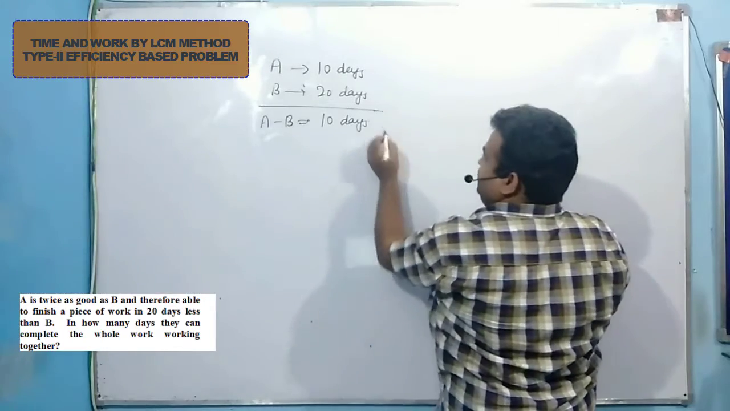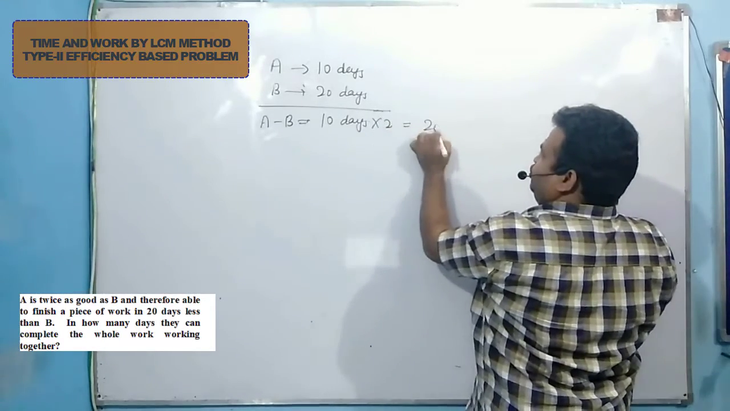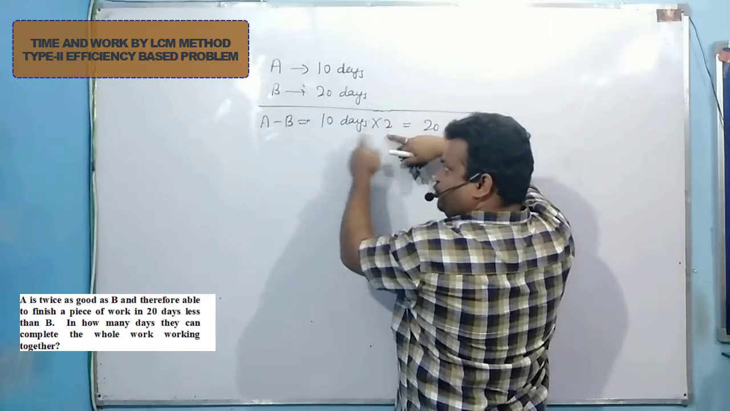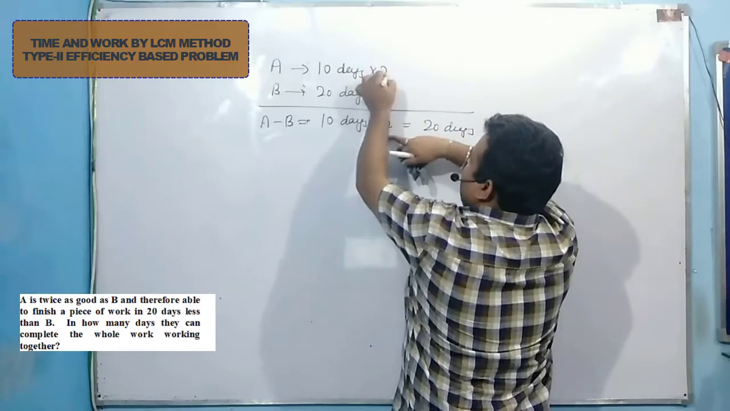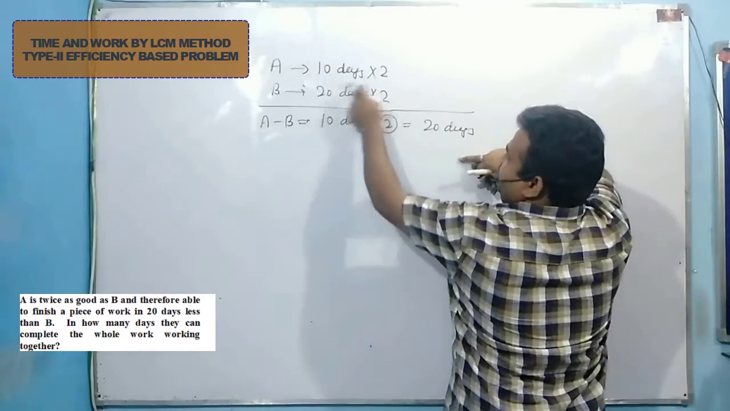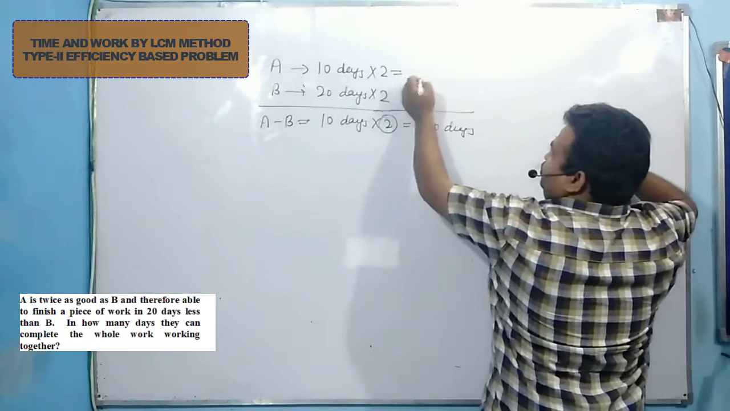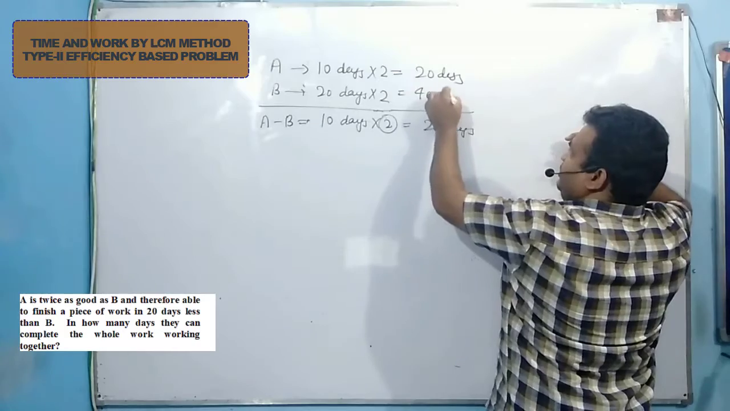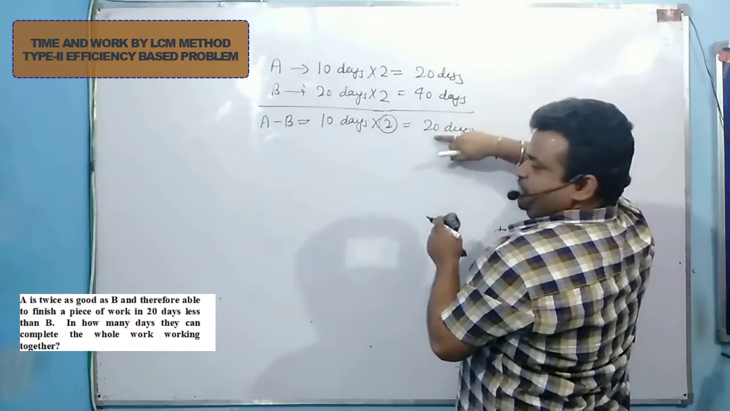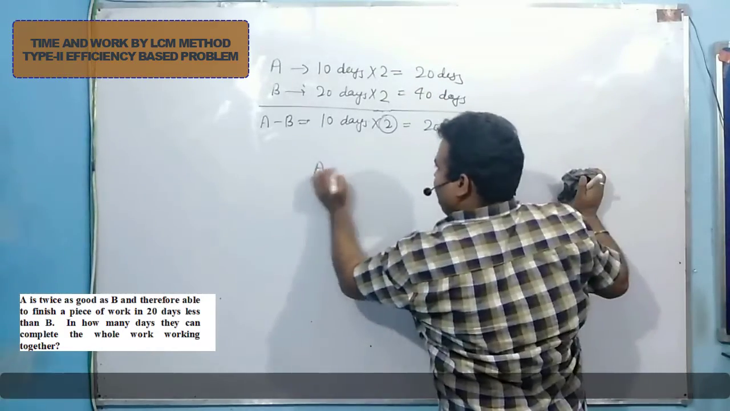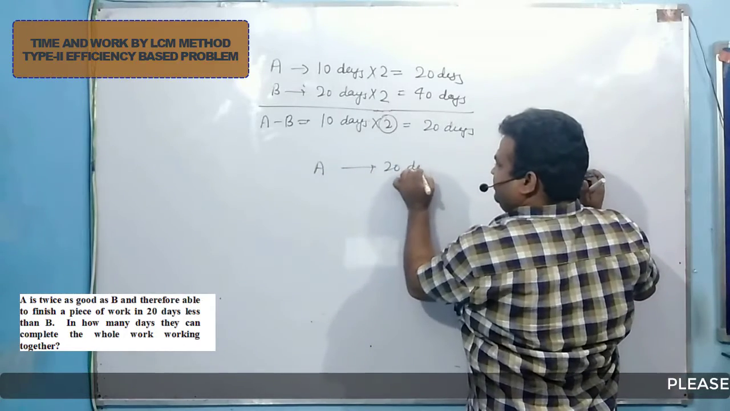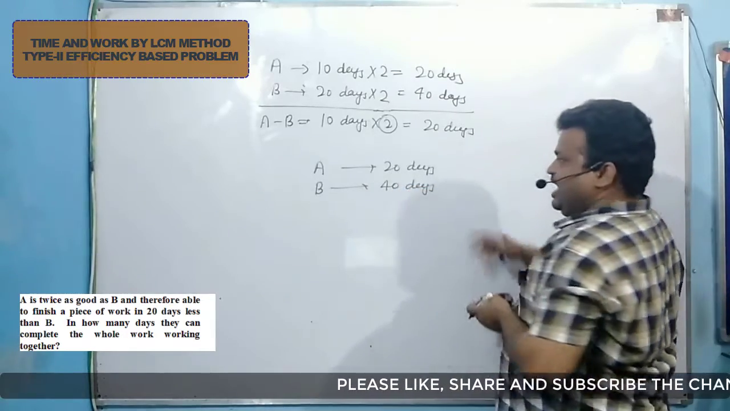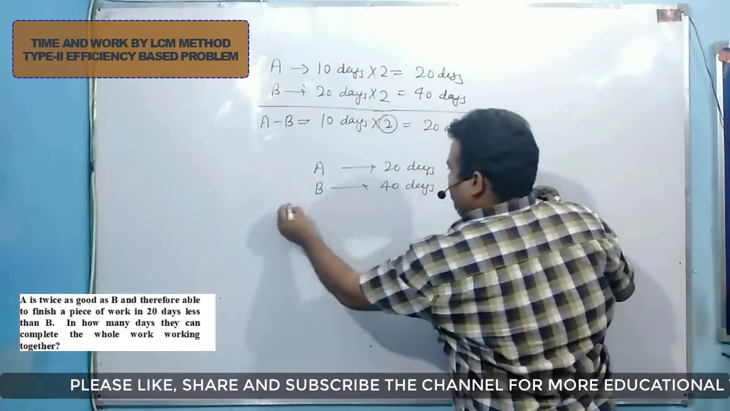The difference of A and B is 20, so I need to multiply this value by 2 to make the difference 20. I multiply the same number in both terms. So I will get 10 into 2 is 20 days here, and 20 into 2 is 40 days here. Now the difference is 20, and my question is complete. A finishes the work in 20 days, B takes 40 days, and again the difference is 20.